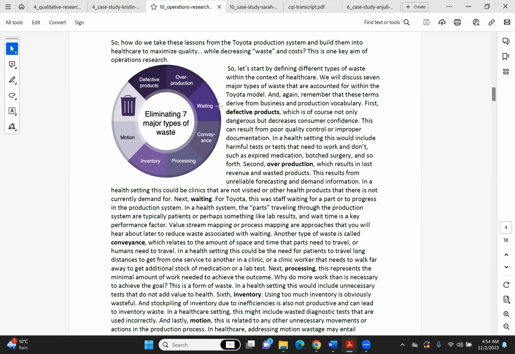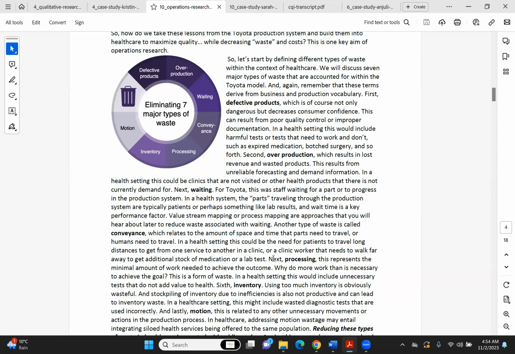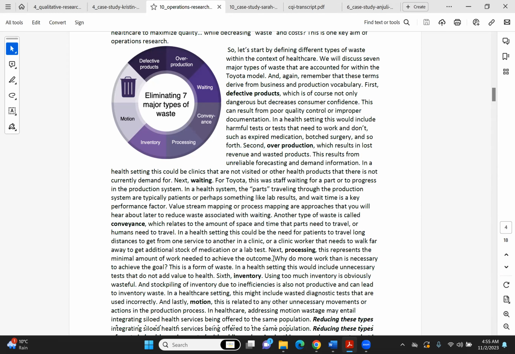Then waiting is waiting time for the patients, or maybe the providers are wasting time in reaching out to the facilities. Then conveyance, so this can again be long distances in the healthcare clinic itself. The structure itself is not convenient for the providers and also for the patients. Then processing, where waste can be, one of the examples can be unnecessary tests which are used for the patients.